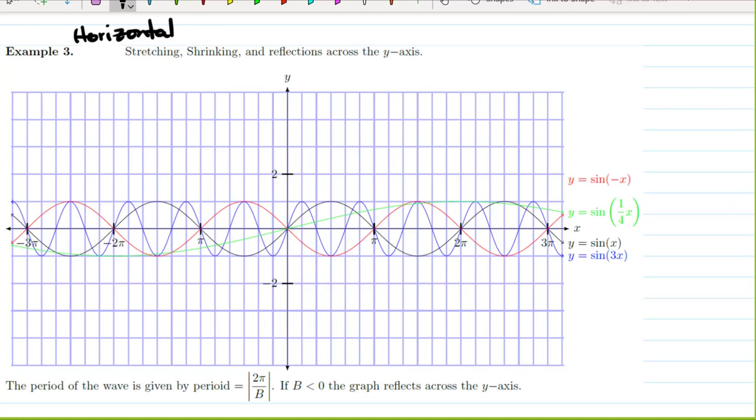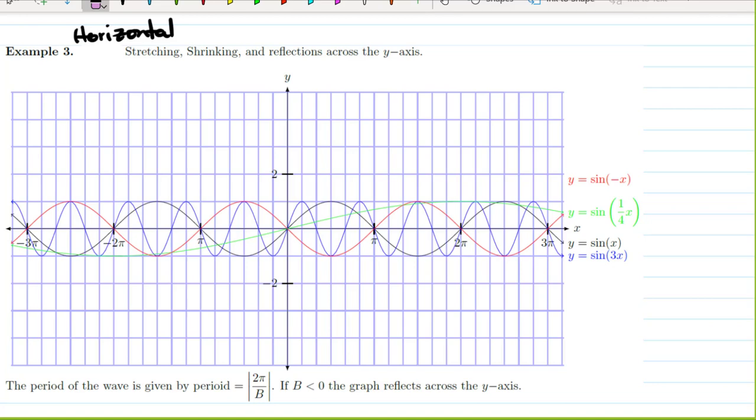If we look at our red wave, we'll notice that there's more than one way to think about this. If you were to take the black function and reflect it over the y-axis, this point would get reflected to here, and this point would get reflected to here, which both land exactly on the red function. So horizontal reflections occur when the input is negated.